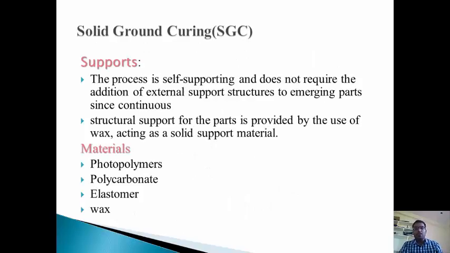In the solid ground curing process, the process itself provides supporting structures, so it does not require any additional extra supports. The wax, like the uncured liquid resin, will act as a support structure. There is no need to give any extra support for solid ground curing. The wax acts as the support structure. Materials include photopolymers, polycarbonate, elastomers and waxes.